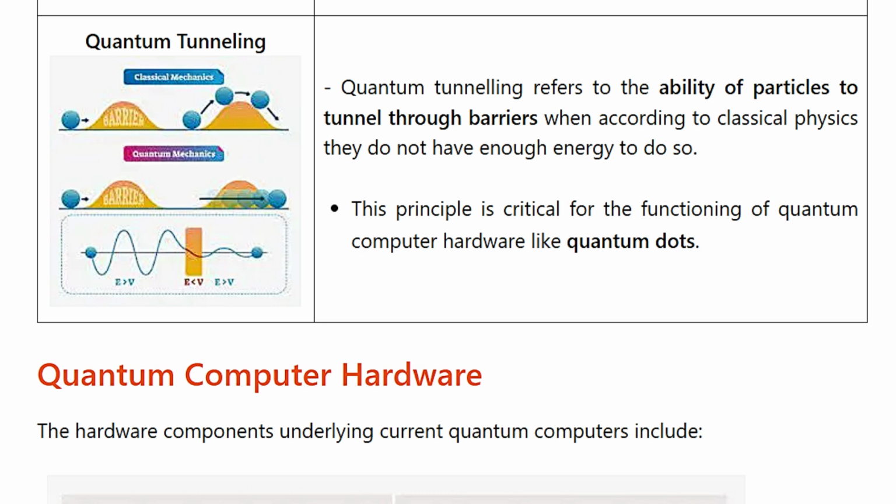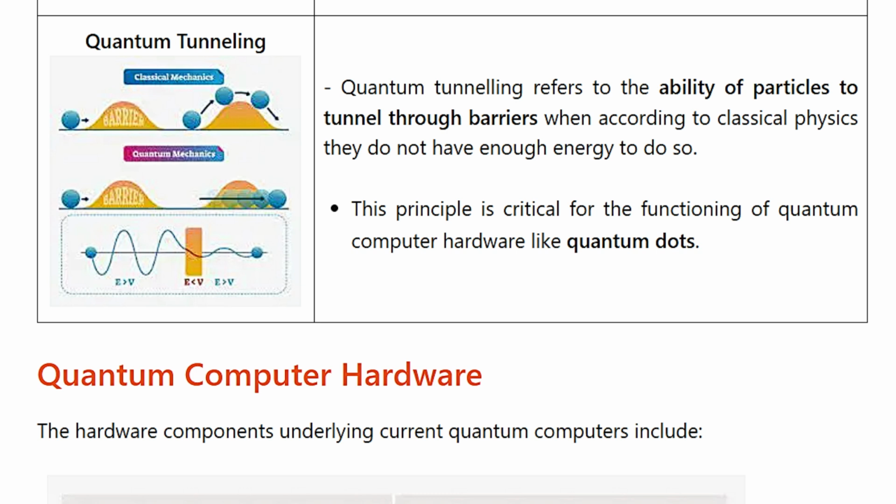Quantum tunneling. Quantum tunneling refers to the ability of particles to tunnel through barriers when, according to classical physics, they do not have enough energy to do so. This principle is critical for the functioning of quantum computer hardware like quantum dots.